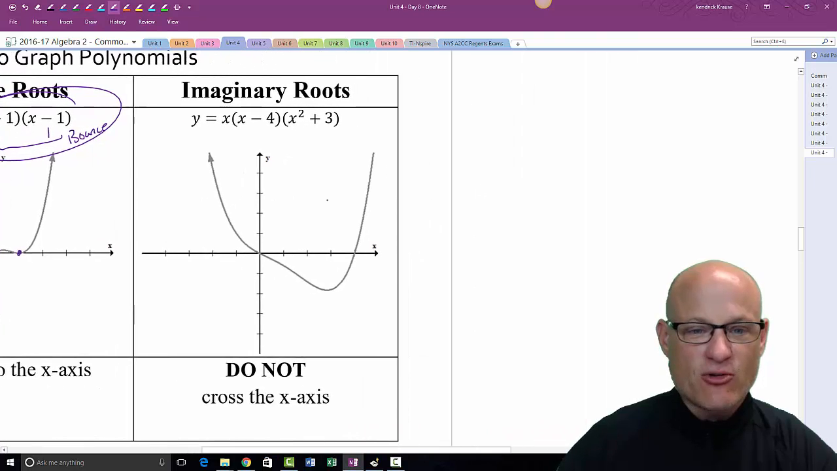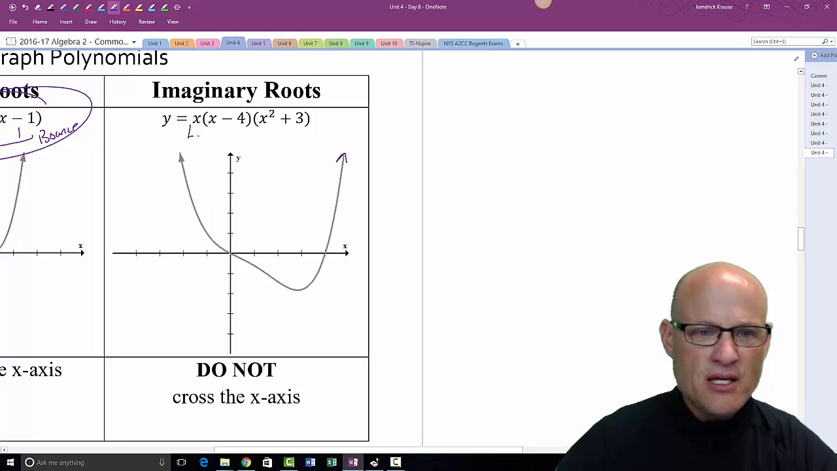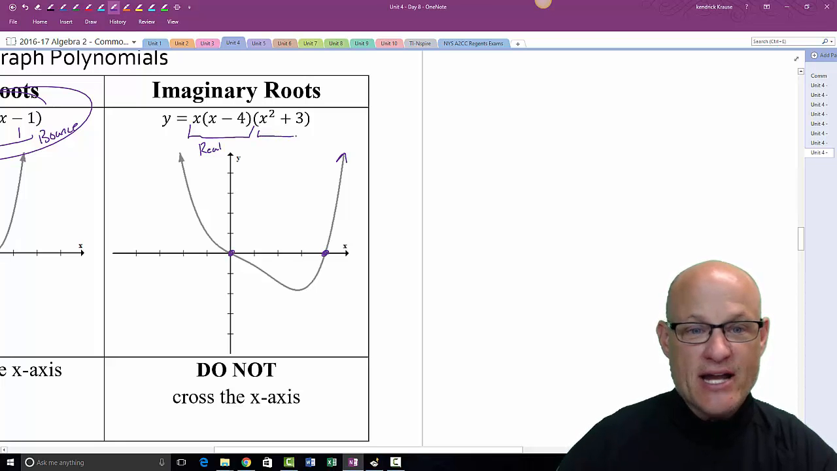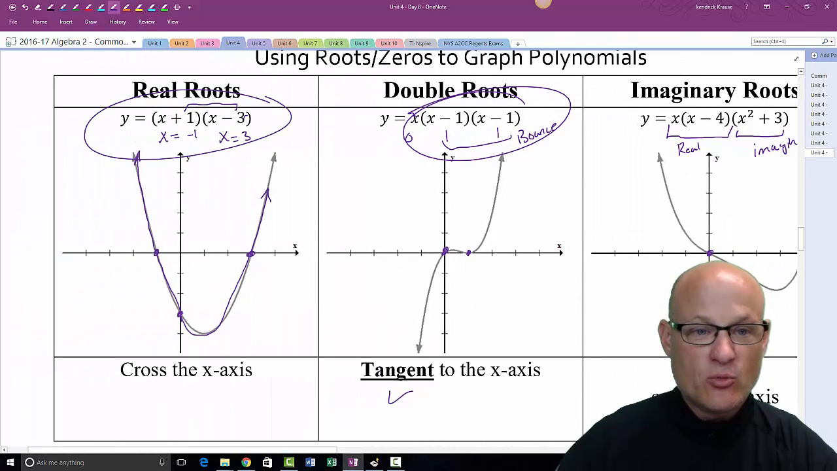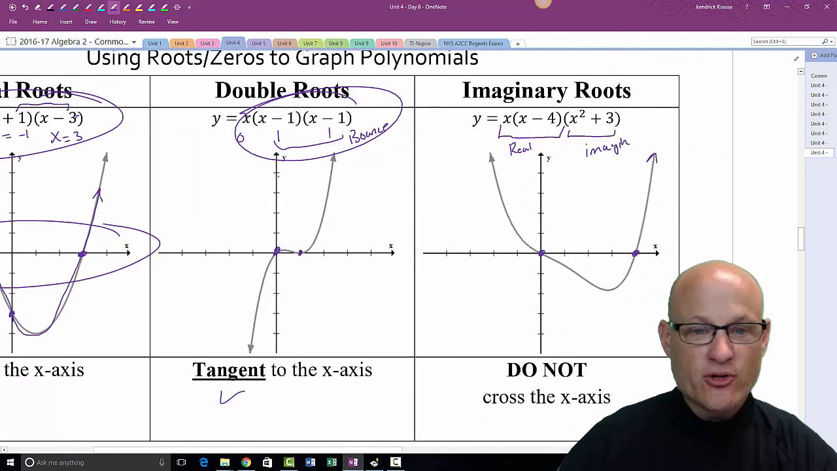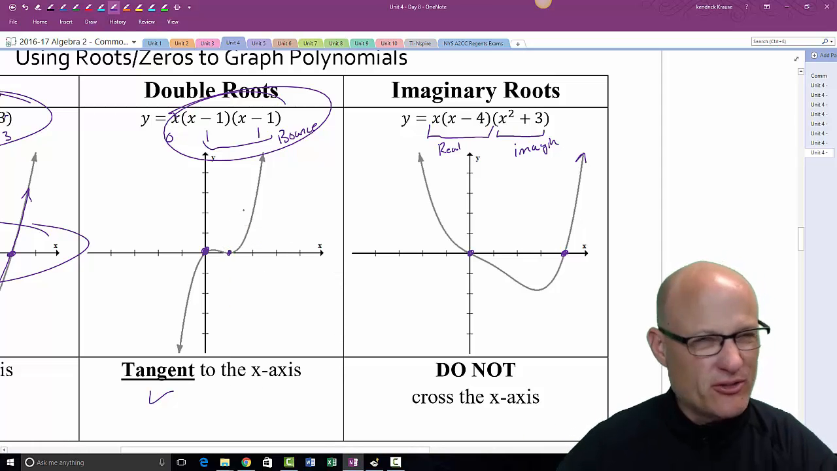Now this one I said do not cross the x-axis, and yet I drew it crossing the x-axis. What I mean by that is this. These two give us real roots. That means it's going to hit the x-axis or go through the x-axis twice, at 0 and at 4. But for the non-real or the imaginary roots, it will not hit the x-axis. So notice here, second degree polynomial, we hit twice. Third degree polynomial, we hit it twice, but one of them was a bounce. So here it hit it and bounced off, sort of like that. That's 2 roots, but it's really just 1 root.